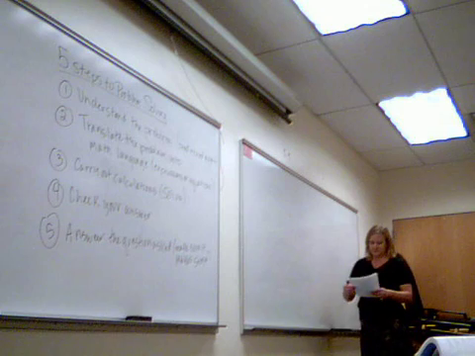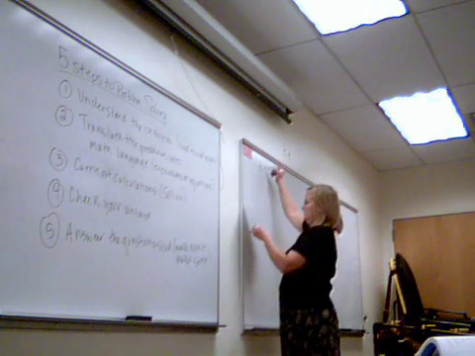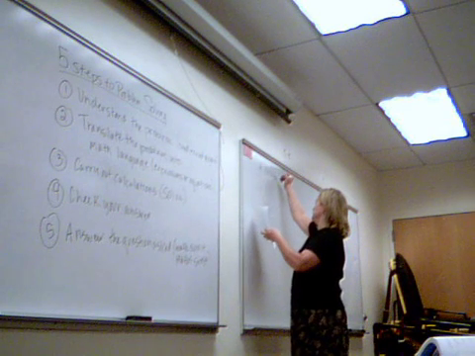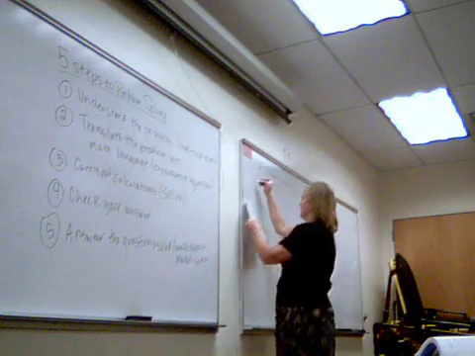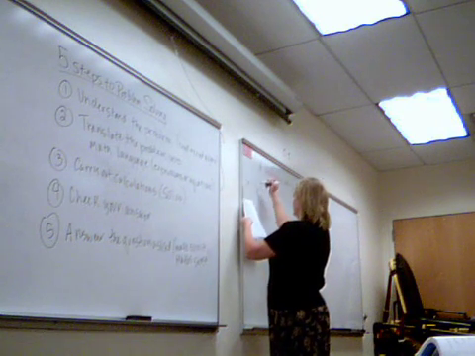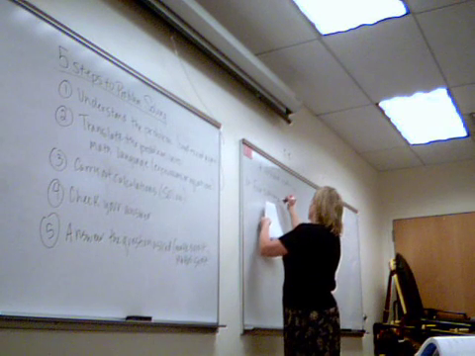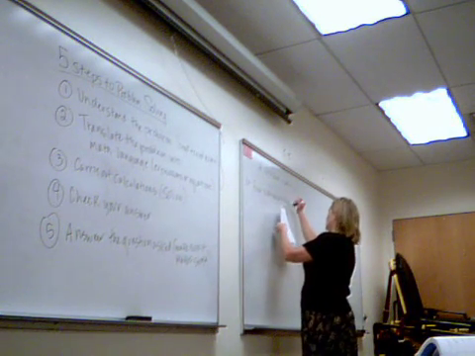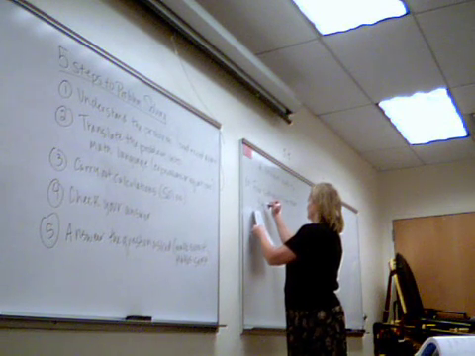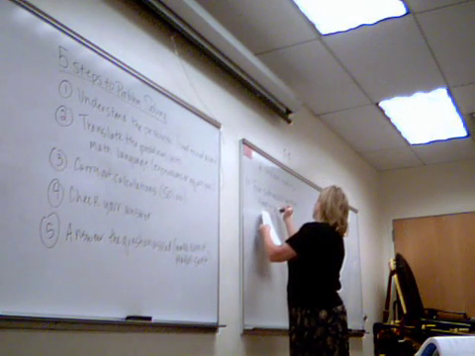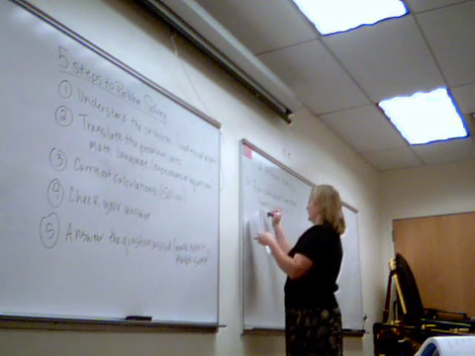Okay. The first kind of problem we're going to look at is called the unknown number. And here's an example. 4 subtracted from 3 times a number is 11. Find the number.